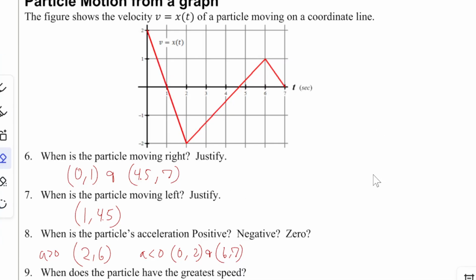When is the acceleration 0? Anything would be these points, but since it's a corner, then we can't say the acceleration is 0 at that point. It's undefined. It's the only way. If it had been like a smooth curve like this, then the acceleration would be 0 right there because it's got a smooth 0 slope. But here we can't say the slope is 0 because it's a corner. So DNE for that one.